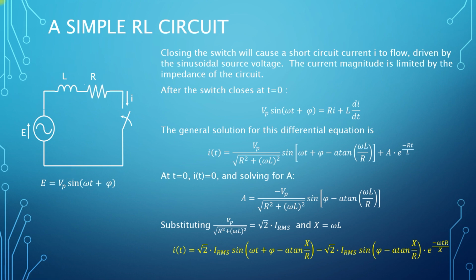So after the switch closes at time equals 0, then the following differential equation applies to the circuit. We can calculate the general solution to this first order differential equation, and by considering the initial conditions at time equals 0, we can solve for the constant A which occurs in the general solution for the equation, and then we can do some algebraic manipulation and we arrive at this equation for the short circuit current as a function of time.